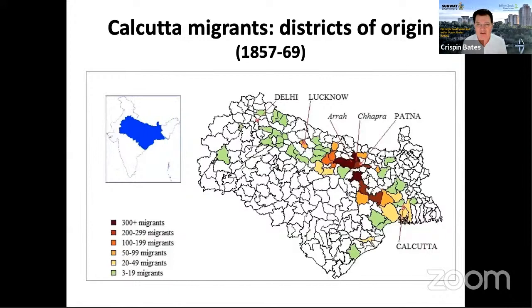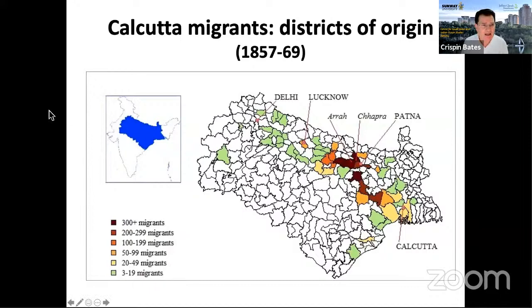This map shows where those key migrating districts are: Ara, Chapra, Patna, Lucknow. These are all places which were, as I said, the heart of the uprising, and where a great many of the soldiers in the Bengal army were recruited.